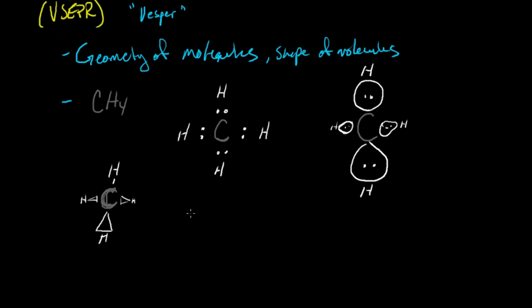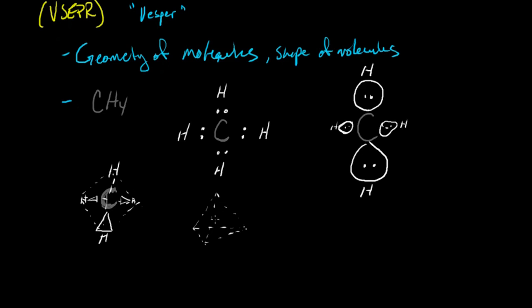Okay, or it makes a tetrahedron. So if we draw lines between our hydrogens, we wind up with this tetrahedral shape. Does that make sense? Can you guys see that?